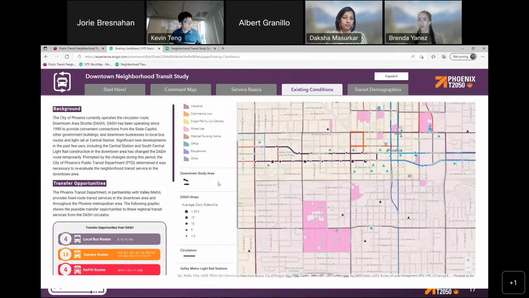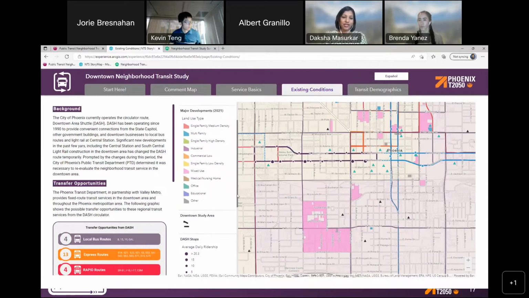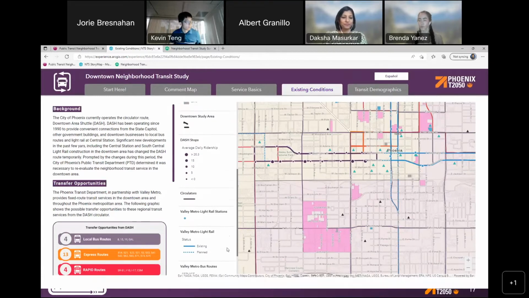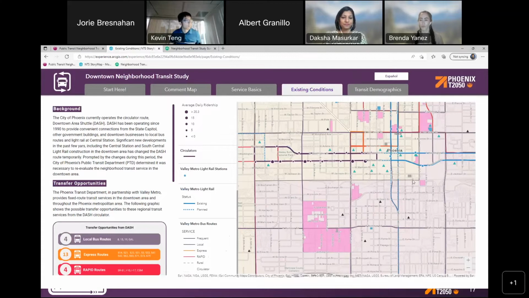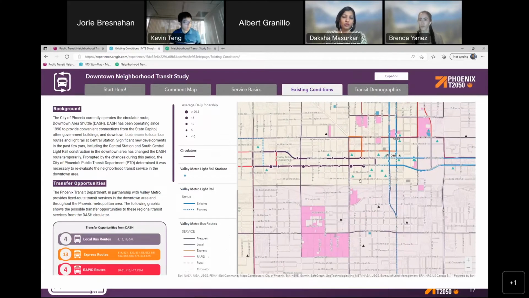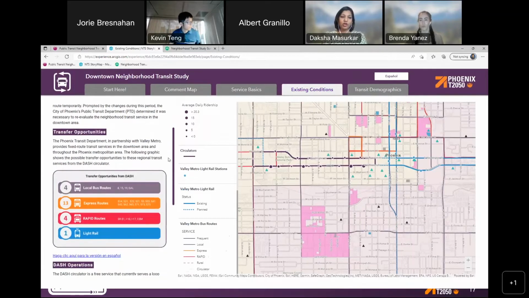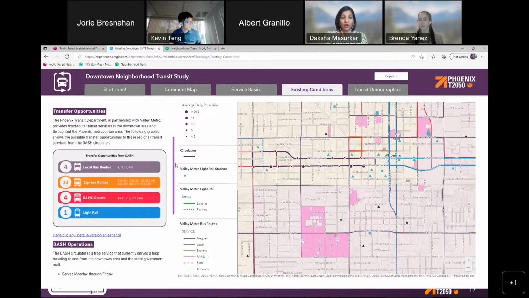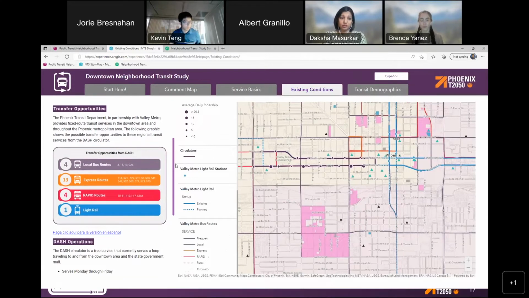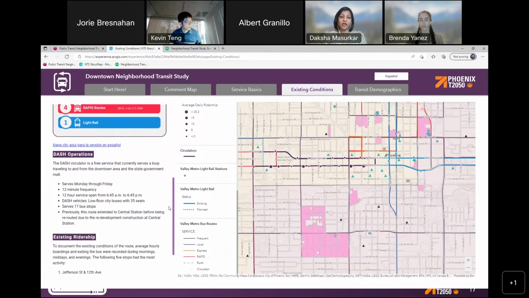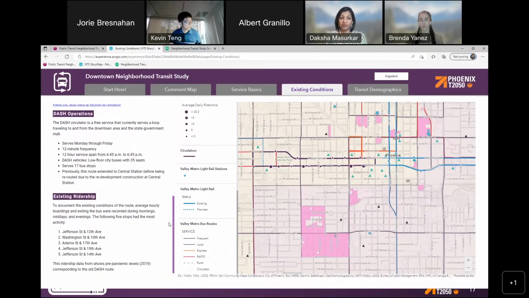It also shows the DASH route, the DASH stops, and average daily ridership for the DASH stops. Kevin, can you scroll on the left? Thank you. As I said, it does talk about transfer opportunities to different local bus routes, express routes, rapid routes, and light rail. Scroll down, please, and it gives you an idea about what the current DASH operations are.